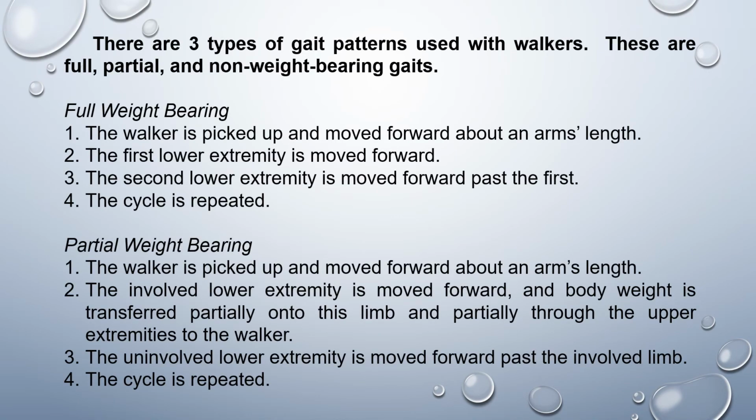There are three types of gait pattern used with walkers. These are full, partial, and non-weight bearing gaits. Okay. So full weight bearing, the walker is picked up and moved forward about an arm's length. The first lower extremity is moved forward. That is your full weight bearing. And the second lower extremity is moved forward past the first.